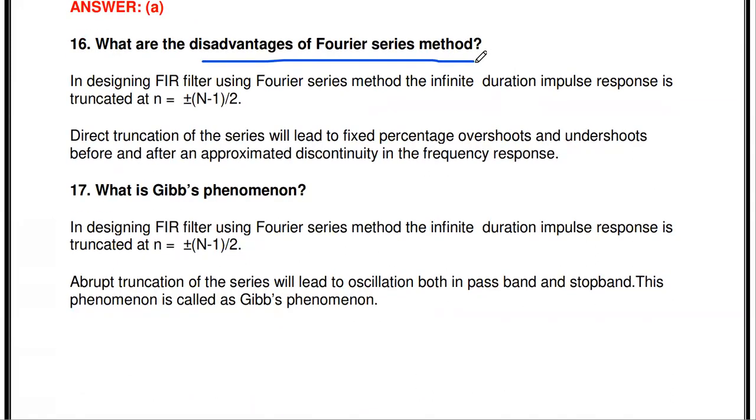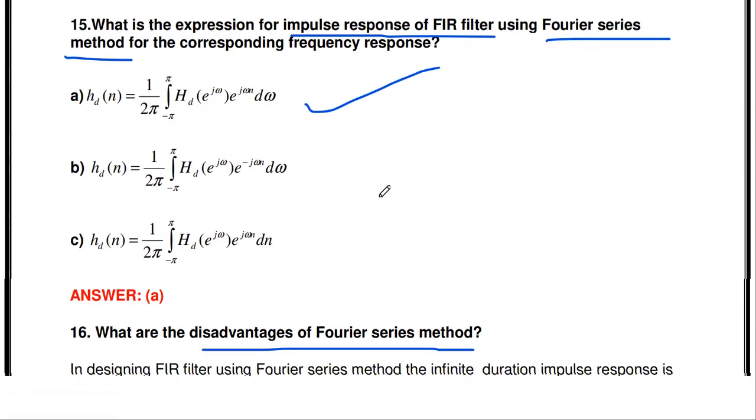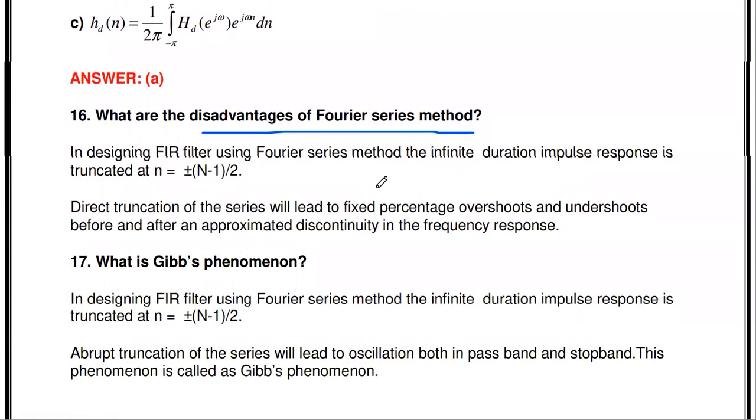So already you know, in order to design the FIR filter, there are four methods. One is Fourier series method, different windowing methods and frequency sampling method. So the first, Fourier series method. In Fourier series method, from the frequency response using this formula, first we have to find the impulse response. Okay, then this impulse response is of infinite duration. We have to truncate this impulse response to finite duration in order to design FIR filter.